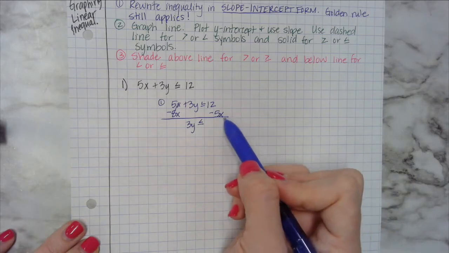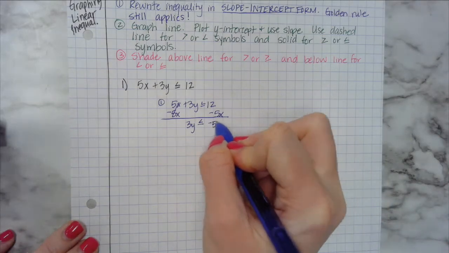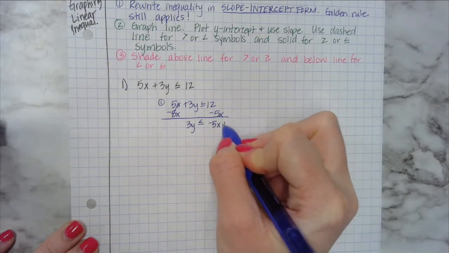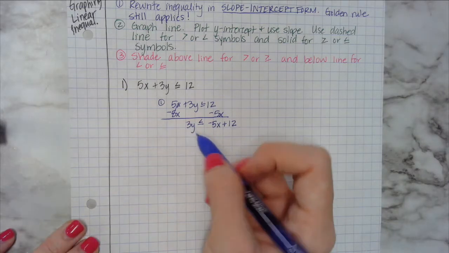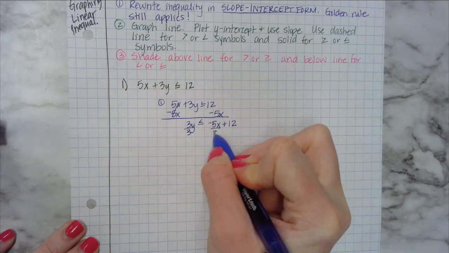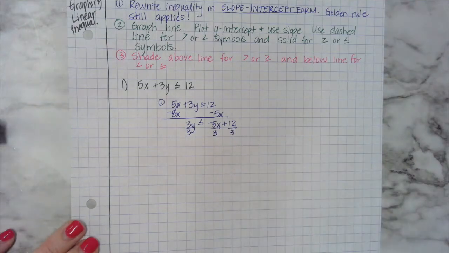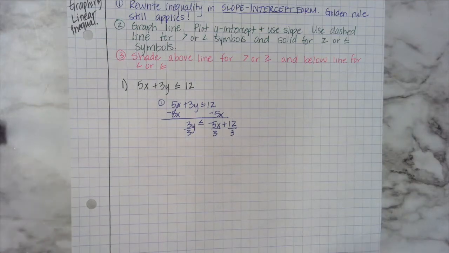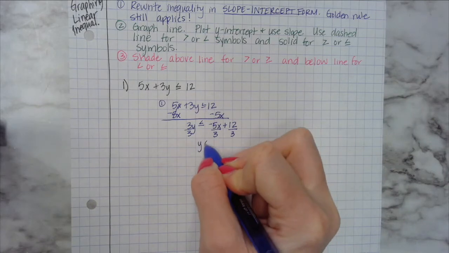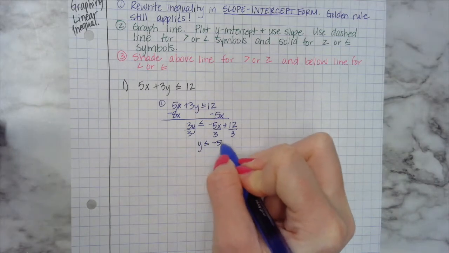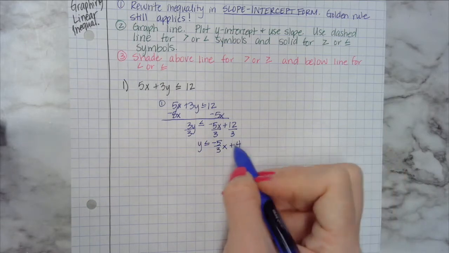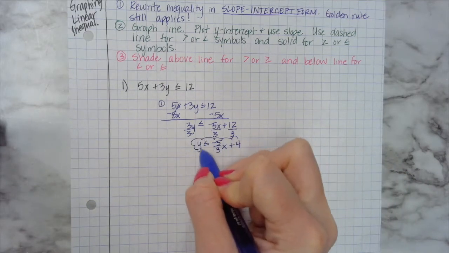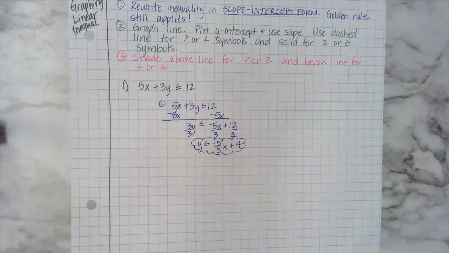And now to write this in slope-intercept form, I'm putting my x term in front, just like we've practiced. And then my positive 12 will go in the back. The last step then, to write this in slope-intercept form, we need to isolate y further by dividing by 3. I have to do that to every single term in my inequality. So I have y is less than or equal to negative 5 thirds x, that's my slope, plus 12 divided by 3 is 4. And so here is slope-intercept form of that inequality.